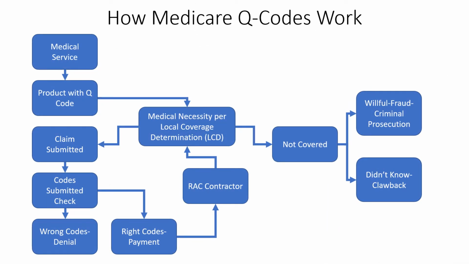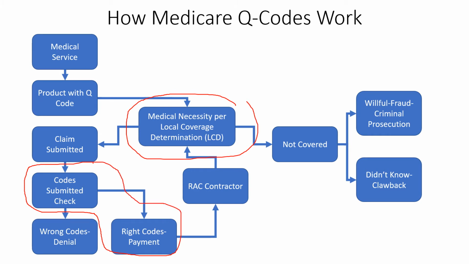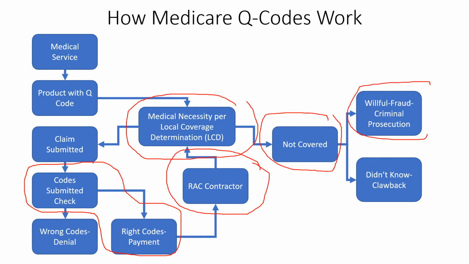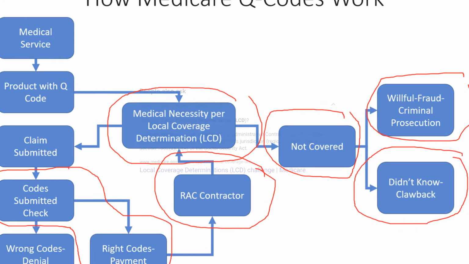So this is how Medicare Q codes work. If you've got a product with a Q code, you've got to know through this LCD, this local coverage determination, if your version of Medicare, your MAC, covers that. And if you submit the right codes, regrettably, Medicare will pay you, even when they shouldn't. And regrettably, there will be RAC contractors who will find that. And then when they determine it's not really covered, if it's willful, you go to federal prison. If it's not willful, they'll make you pay the money back with interest.